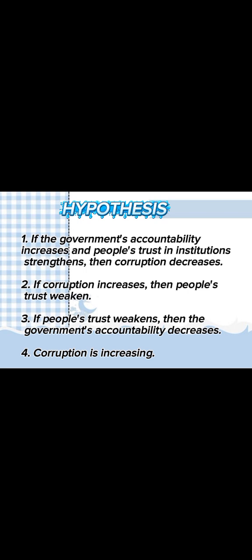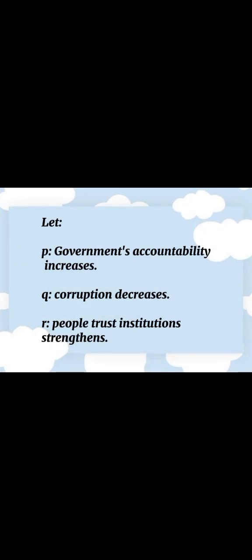The next step is to find the given to finally prove the arguments. Let P be the government's accountability increases, let Q be the corruption decreases, and let R be the people's trust in institutions strengthens. So we have here the hypotheses. The next step is to find the given. Therefore, we can finally solve and show the proof of our arguments.